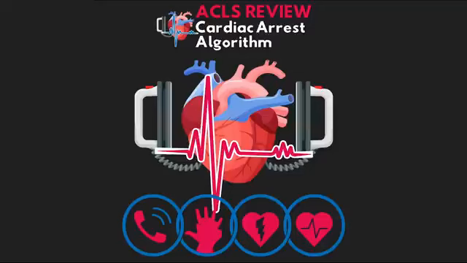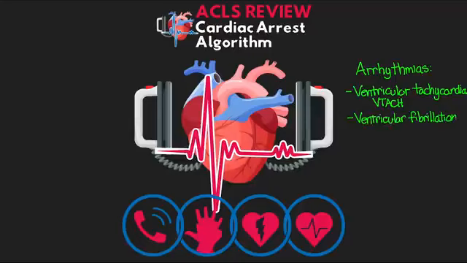Alright, so the cardiac arrest algorithm, this is going to be the one that you are probably going to use the most, and you'll probably become, if you're not already, the most comfortable with this one. This particular algorithm is going to be for the pulseless patient in cardiac arrest, and it's going to be accompanied by one of 4 possible arrhythmias. Your patient could either be in ventricular tachycardia or VTach, ventricular fibrillation or VFib, pulseless electrical activity or PEA, or in asystole.